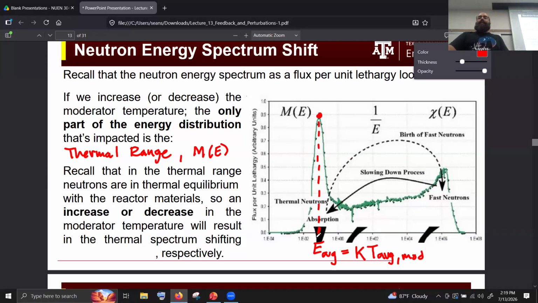And so if I increase the average temperature of my moderator, that means that the E average goes up, so that gets shifted to the right. So this whole peak would get shifted to the right if my temperature would increase, and it would get shifted to the left if my temperature would decrease. So an increase in temperature shifts me to the right, and a decrease in temperature shifts me to the left. And so what we're saying is changing the moderator temperature only affects the Maxwellian.